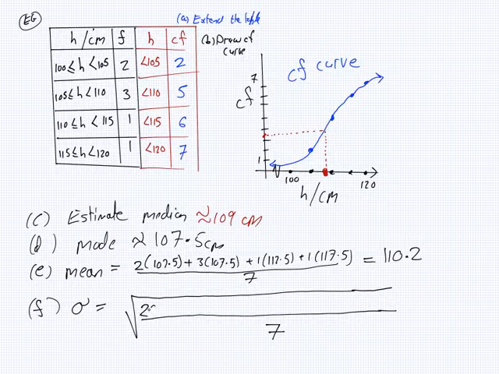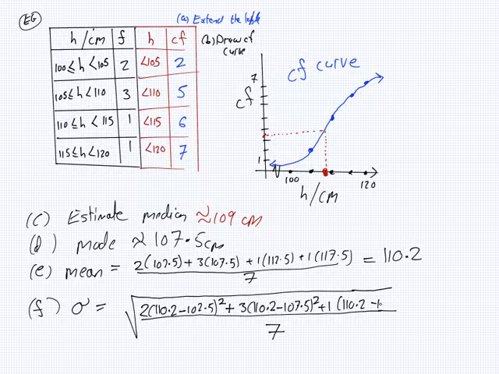So lastly, let's calculate the standard deviation. So that would be 2 times 110.2 minus 102.5 squared. It doesn't affect the answer because 3 times 110.2 minus 107.5 squared plus 1 times 110.2 minus 112.5 squared plus 1 times 110.2 minus 117.5 squared.